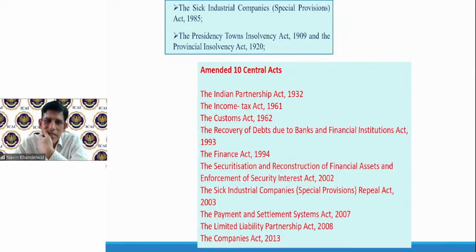So when this law came into existence, there were a few laws which became redundant. That was the CICA Act, which was earlier there, and the Presidency Towns Insolvency Act 1909, which talked about individual insolvency and so on. So they have become redundant. And there were amendments in 10 central acts, right from income tax to the Companies Act and various other acts. So a lot of acts were amended and a few of the acts were repealed.